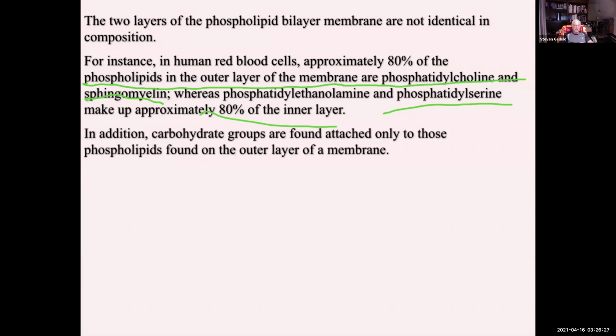Carbohydrate groups are found attached to only those phospholipids found on the outer layer of the membrane. So the carbohydrates do not attach on the inside of the membrane, only to the phospholipids on the outer portion of the membrane, the side close to the external cerebral fluid. Here they participate in receptor and recognition functions. So they act to recognize certain types of things and how the cells perform certain activities.